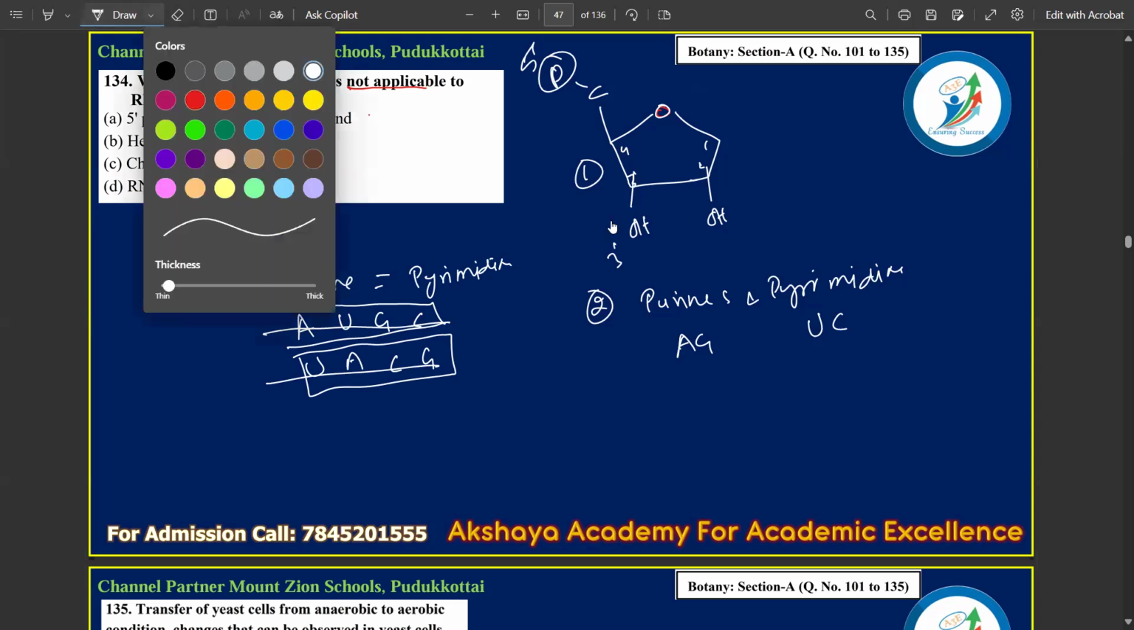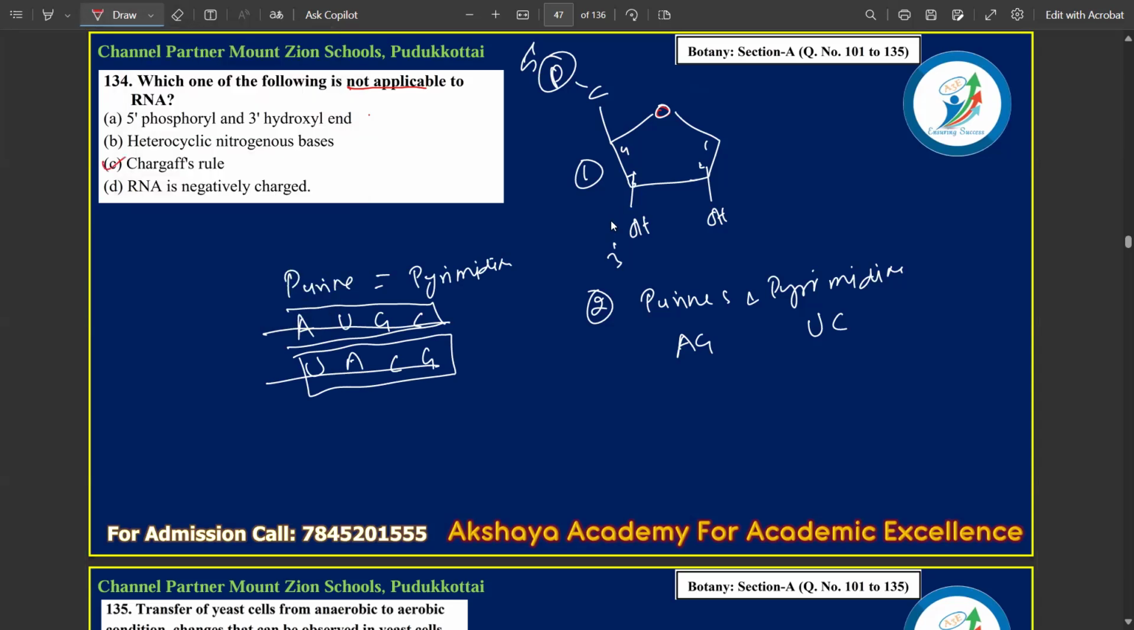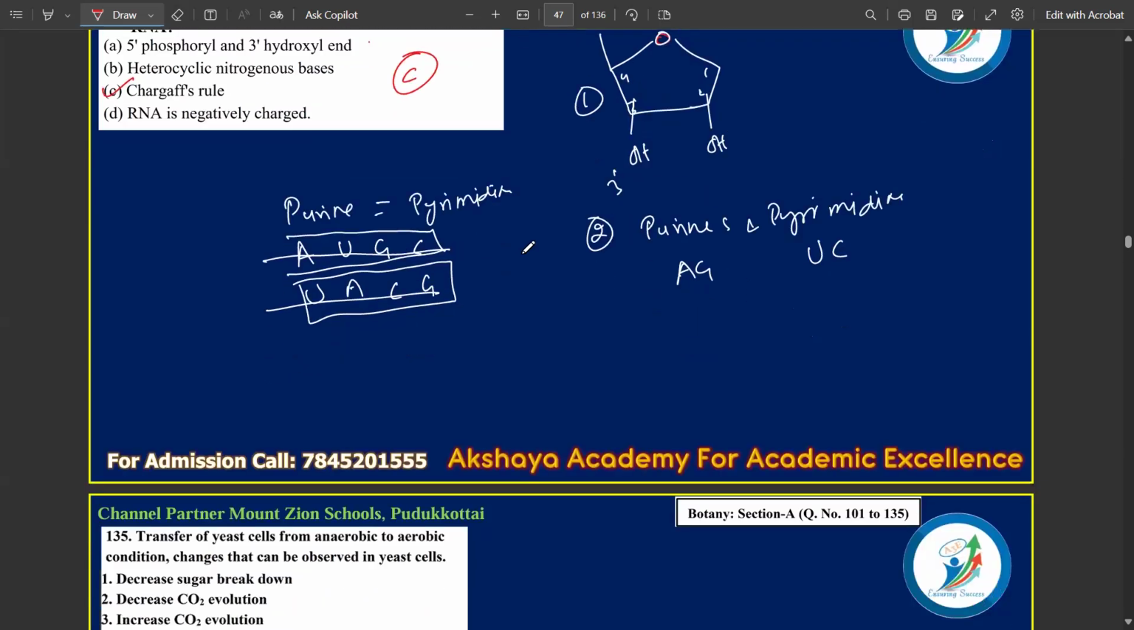It's true. So the statement that is not applicable is Chargaff's rule. Chargaff's rule is not applicable for RNA. If in future you see a question which says that it is applicable, then it is applicable only and only if the RNA is a double-stranded RNA. If the RNA is double-stranded, then you can say that Chargaff's rule is applicable. For single-stranded RNA, when you talk about RNA in general, RNA is single-stranded. So for single-stranded RNA, Chargaff's rule is not applicable.